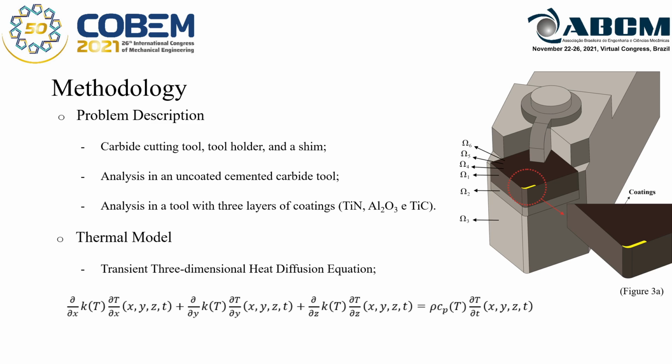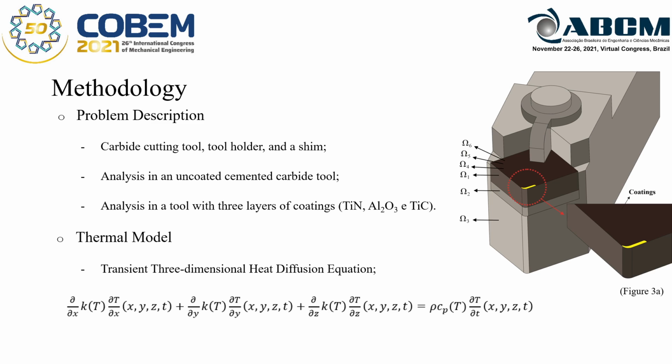To solve the problem raised, the set to be analyzed was first developed. It was considered a carbide cutting tool, a tool holder, and a shim. In order to verify if there is effectiveness in the use of coatings to improve the tool life, simulations will be carried out considering two cases: one case without the use of coating, and the other case considering the use of three layers of coatings, being them of titanium nitride, alumina, and titanium carbide.